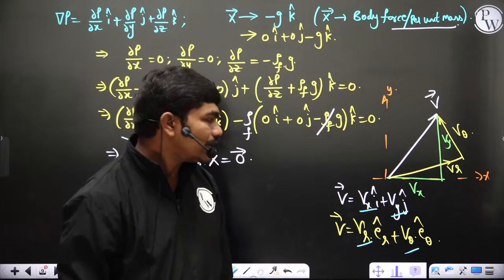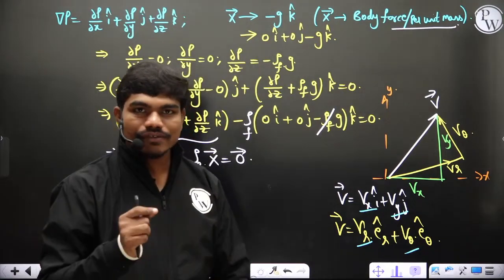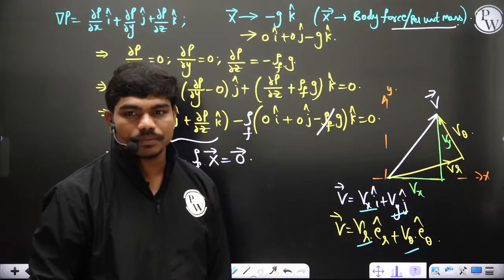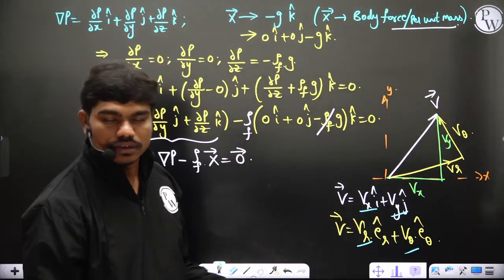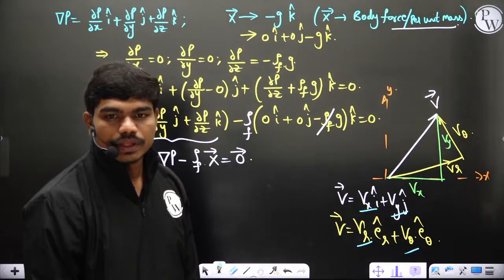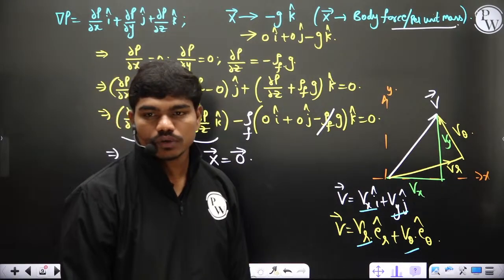Okay, so that's why writing equations in vector form is very useful, because any equation in vector form is valid in any coordinate system. Clear? The only thing is you should put the gradient as per Cartesian or polar. That's it. Okay, clear to all of you?